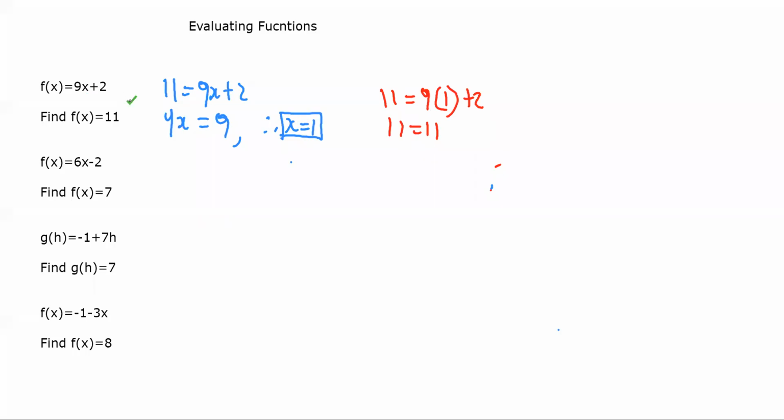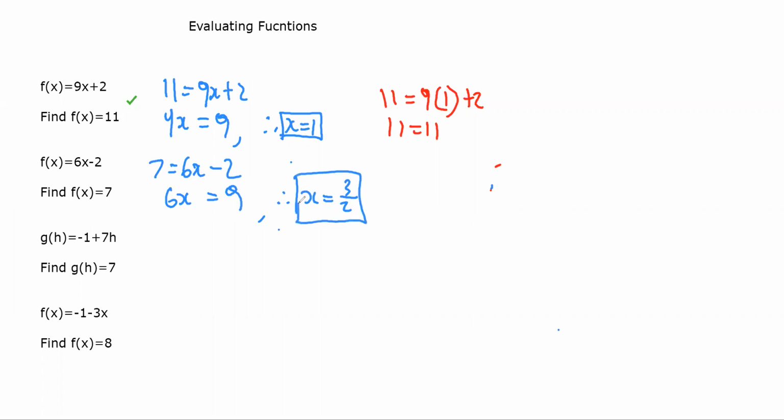Okay, so let's move on to the next problem. We have f of x equals 6x minus 2. Find x when f of x equals 7. Now, this is the same as the previous problem. So what we will do is substitute f of x equals 7 into the f of x right here in this equation. So what we have is 7 equals 6x minus 2. If we simplify it, we will get 6x equals 9, and therefore x equals 3 by 2. Now, that is our answer for this.